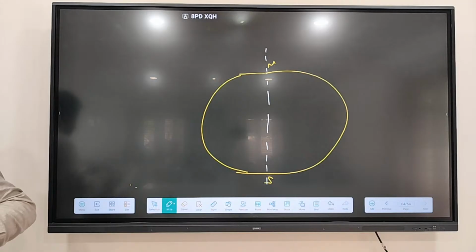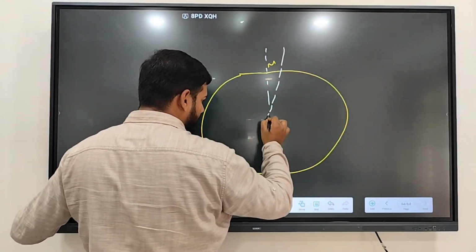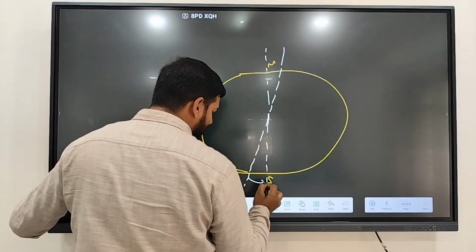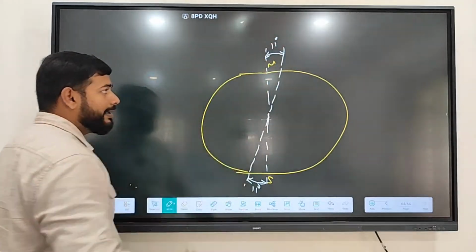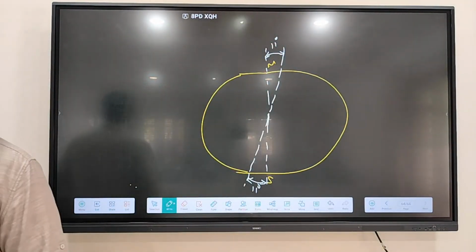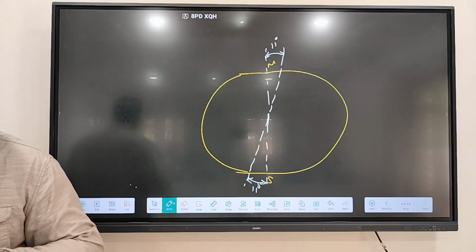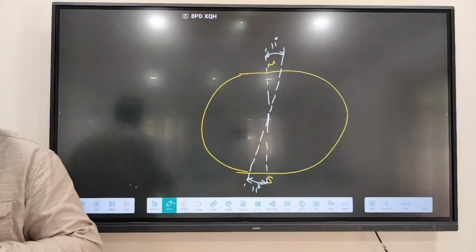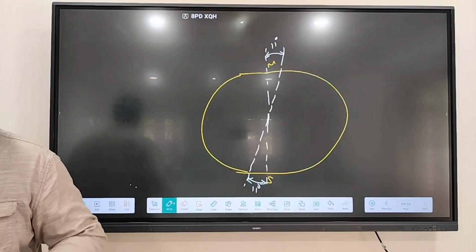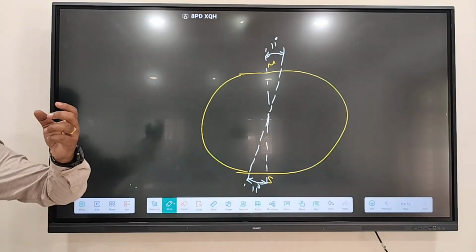Let's imagine Earth, inside the Earth there is a bar magnet. If we imagine like that, the imaginary bar magnet is 11 degrees away, or the inclination is 11 degrees. The inclination of the imaginary bar magnet inside the Earth is 11 degrees to the axis of Earth's rotation. That means the geographical North Pole and magnetic North Pole are 11 degrees apart.